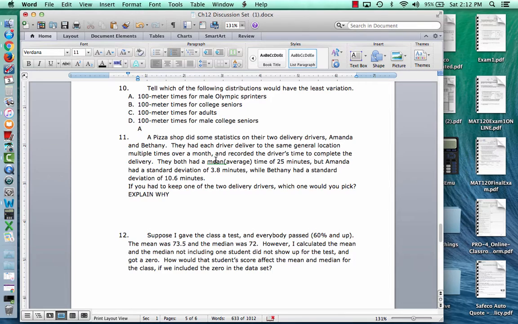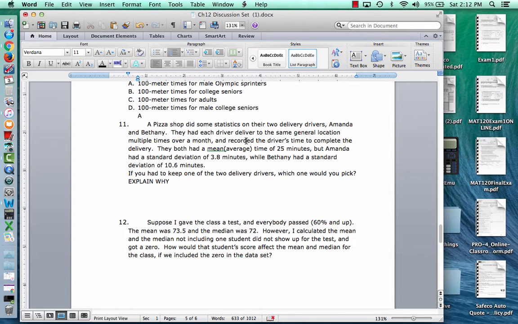Number 11 says a pizza shop did statistics on the two delivery drivers, Amanda and Bethany. They had each driver deliver to the same general location multiple times over a month and record the time to complete the delivery. So basically, they deliver the same route, the same number of times, and they both had an average of 25 minutes. But Amanda had a standard deviation of 3.8 minutes, while Bethany had a standard deviation of 10.6 minutes. If you had to keep one of the two delivery drivers, who would you pick and why?